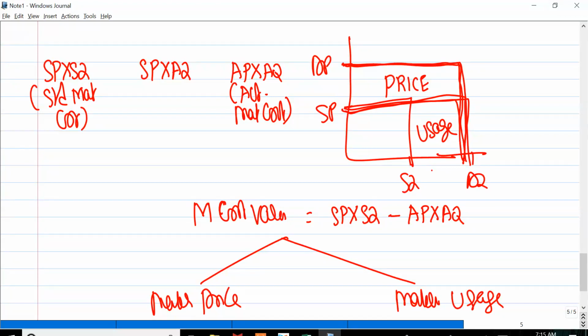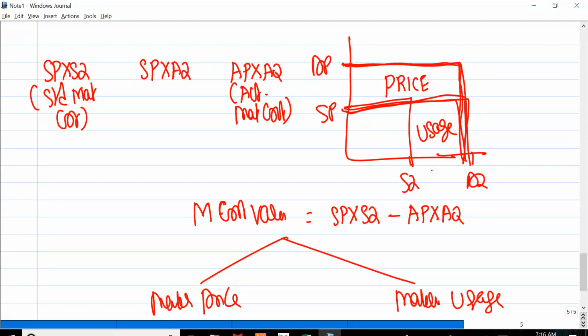Any doubts on this? If this formula is clear, you should be in a position to tell me the usage variance formula. Again, this part which you see here is connecting SP and AP. The difference between standard price and actual price is price variance. This other part connects SQ and AQ. The difference between standard quantity and actual quantity is usage variance: standard usage and actual usage. Any doubts till this?